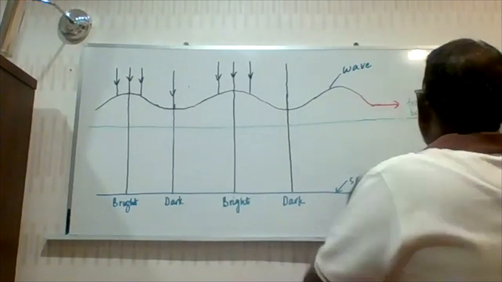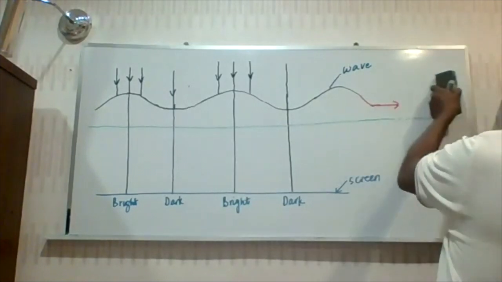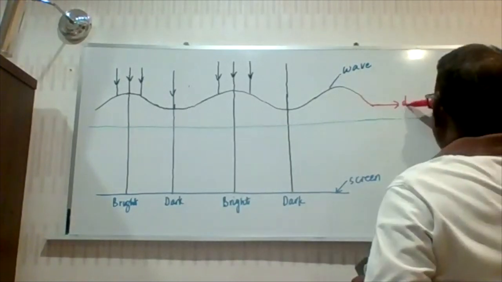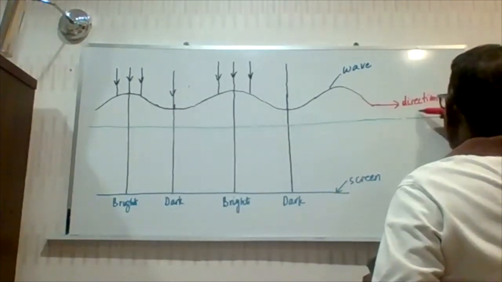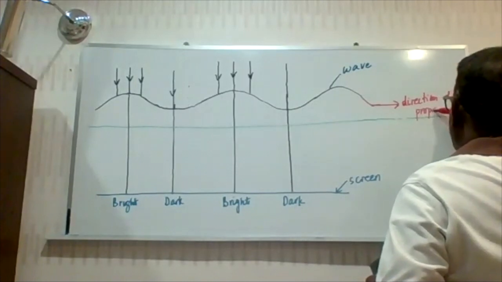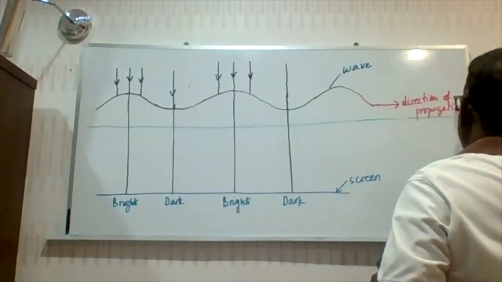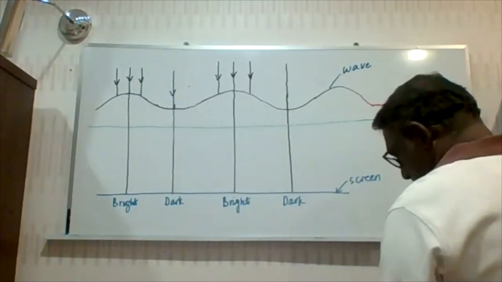So I'm going to label that. I'm going to erase this part because I need the space to label. So this is going to be the direction of propagation. Look at the analysis. Learn how to analyze things and then use your creative thinking at the same time.